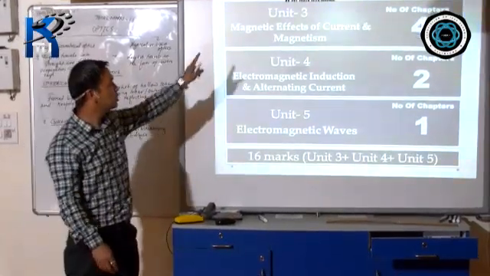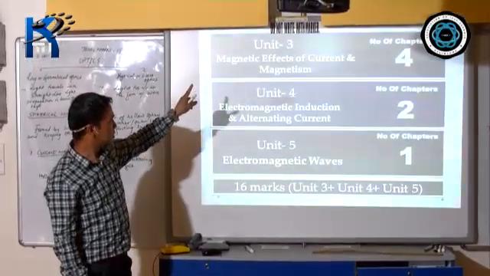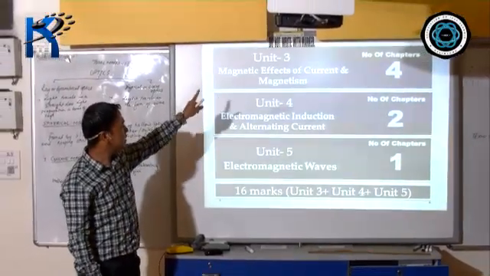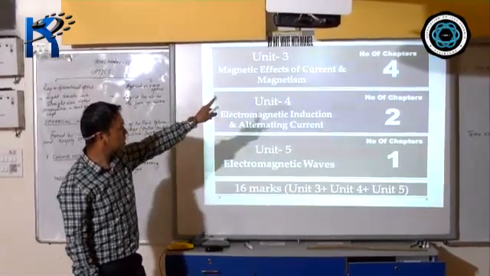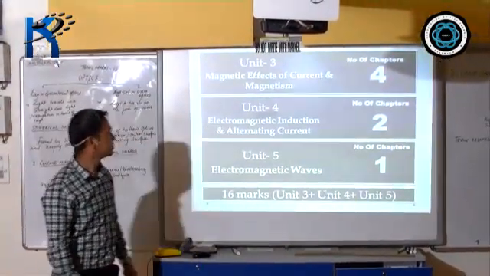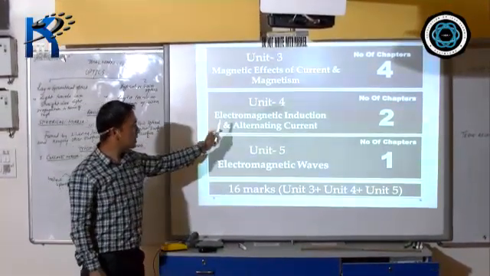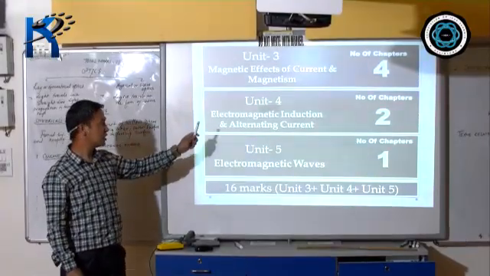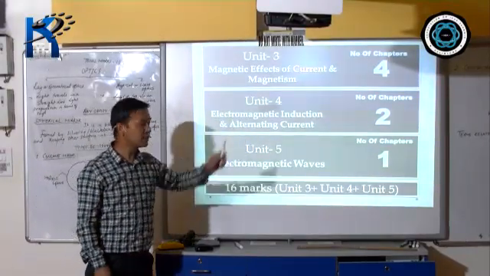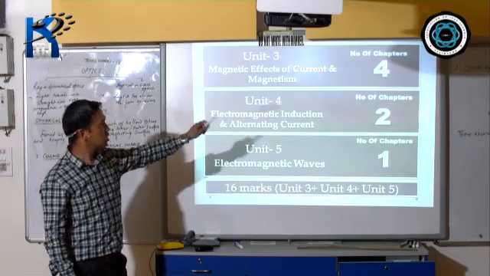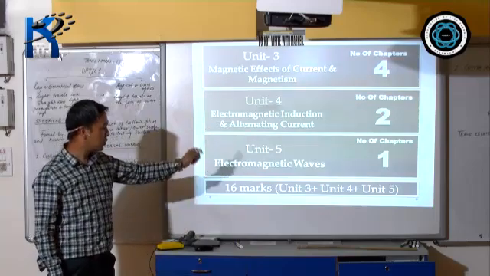Next, we have unit 3. Another very important unit I consider in physics is magnetic effects of current and magnetism. This unit comprises 4 chapters. Then we follow to the next unit, unit 4. This is another very important unit you learn in detail: electromagnetic induction and alternating current. This unit comprises 2 chapters, followed by unit 5.